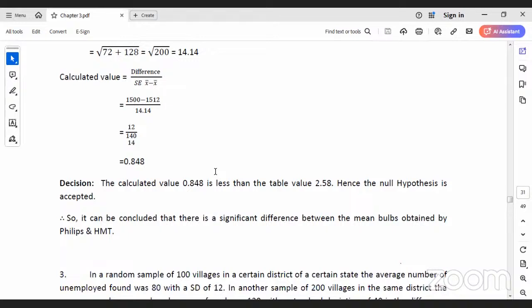So the decision is here. The calculated value 0.848 is less than the table value 2.58. Hence, the null hypothesis is accepted. So it can be concluded that there is no significant difference between the mean life of bulbs obtained by Philips and HMT. Okay, in this way you have to write.